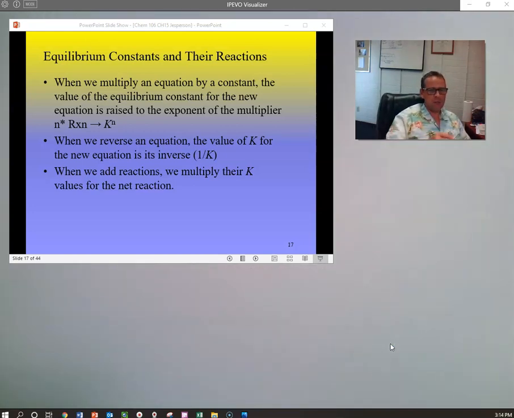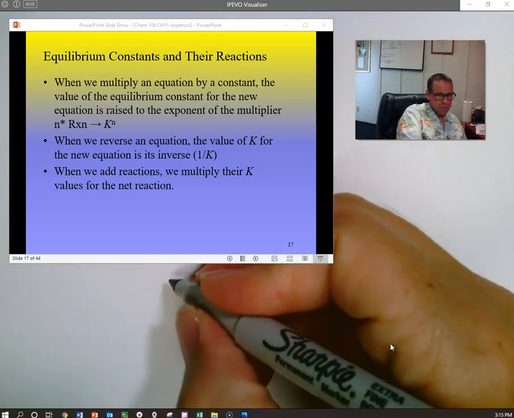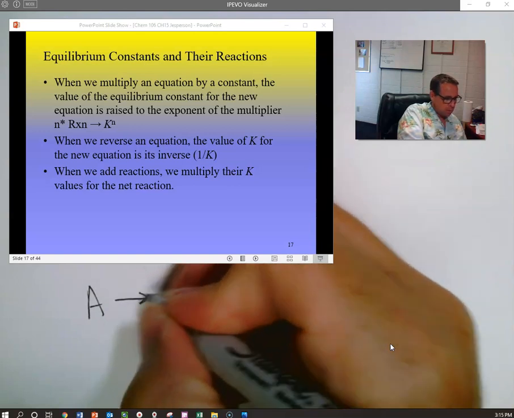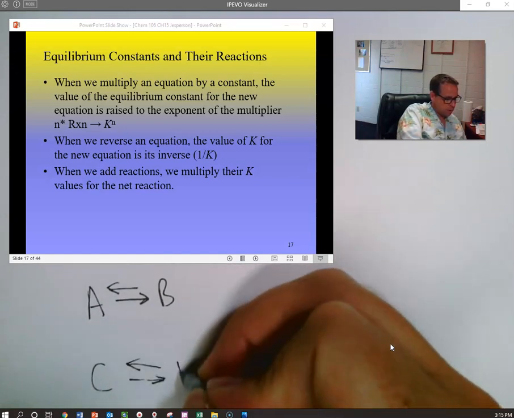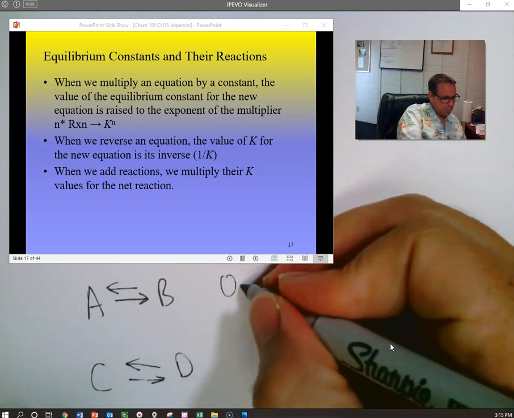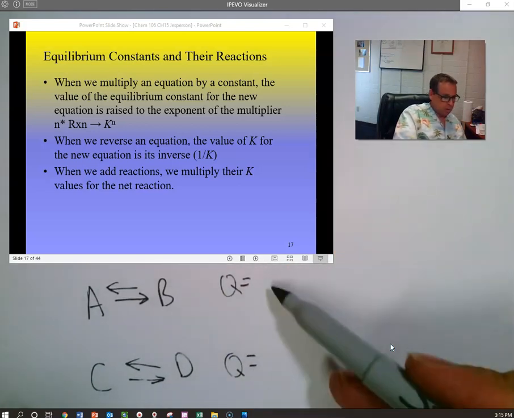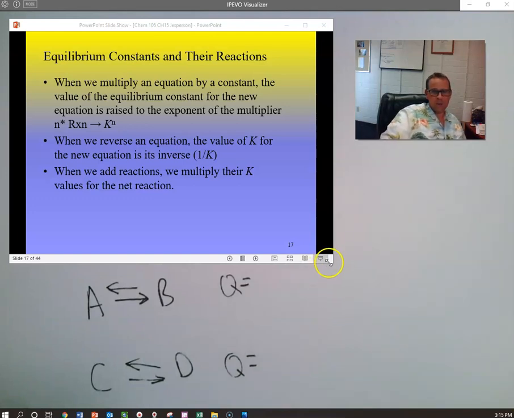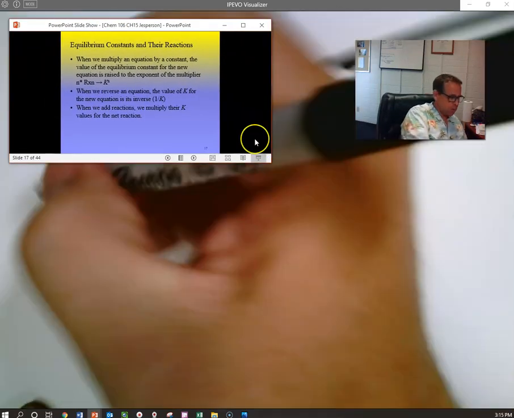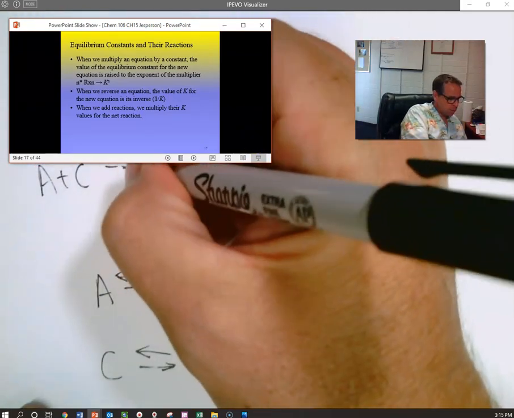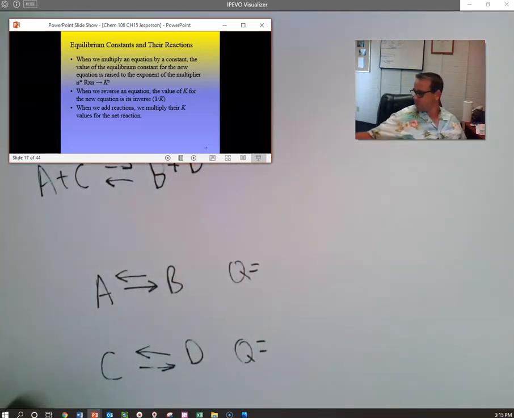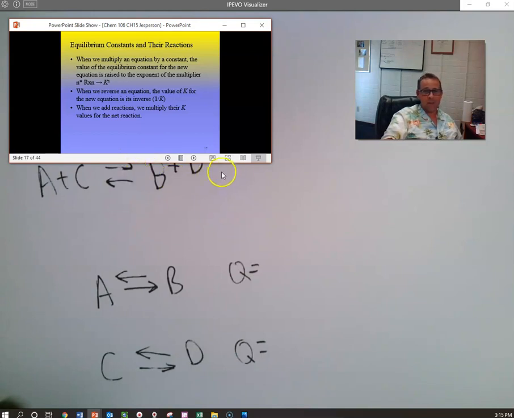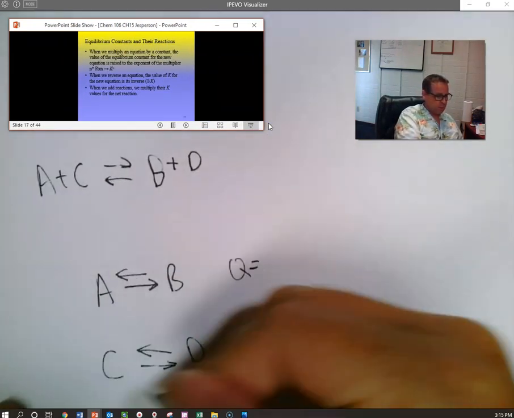Let's do another thought experiment. Sarah, can you help me out with this one? Here's an experiment where I have A going to B, all right, and then I have C going to D, and I want to think about the relationship between these Q values and a third Q value. The third Q value is going to be A plus C going to B plus D. Right? Which is the sum of these two equations.